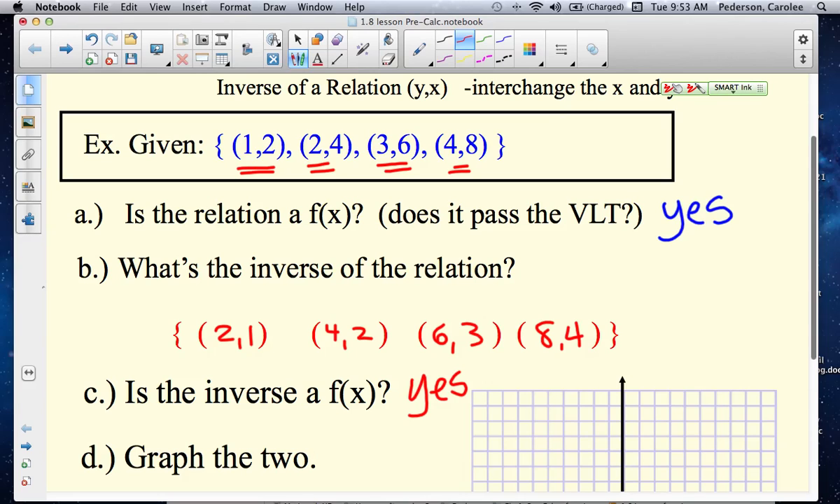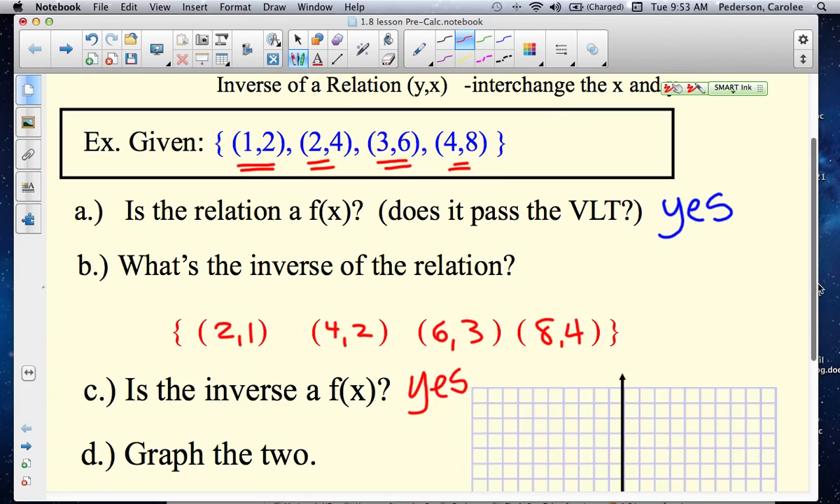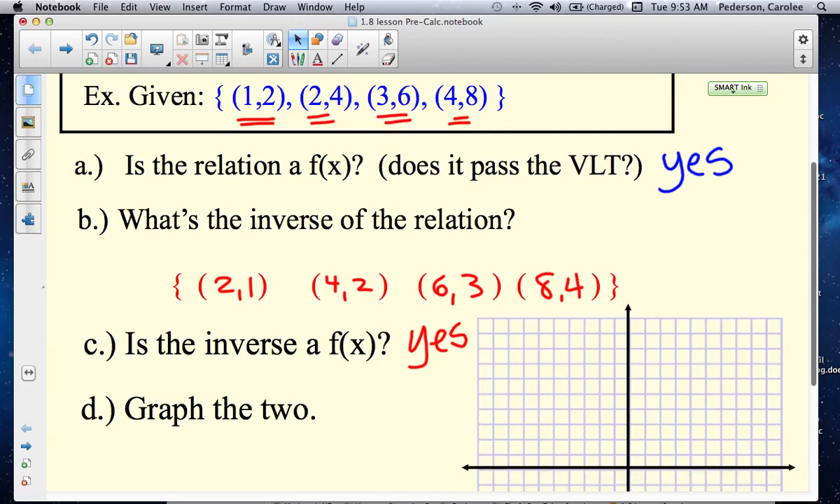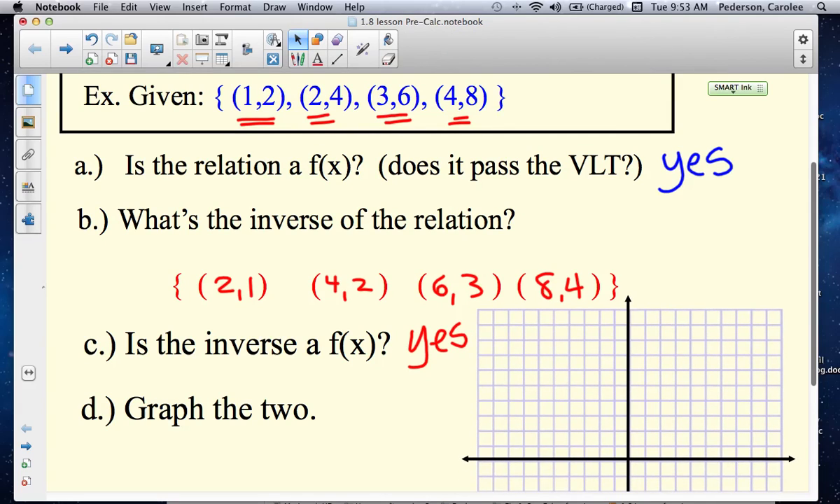Now let's go out and graph these two relations. And we'll just connect the dots and make a line. So we'll graph the blue one first. So over 1, up 2, over 2, up 4, over 3, up 6, over 4, up 8. What is that making? We connect the points. We'll make a line.